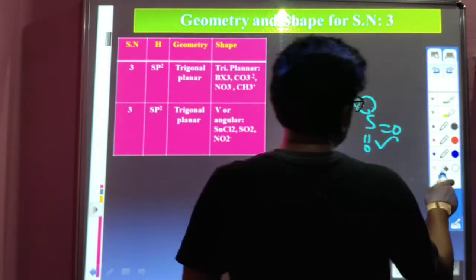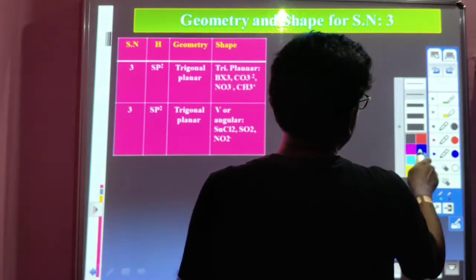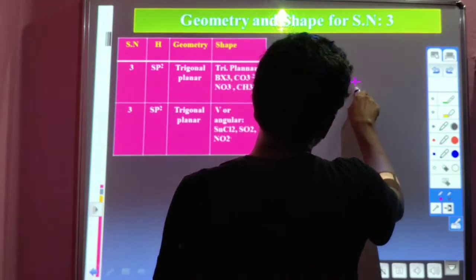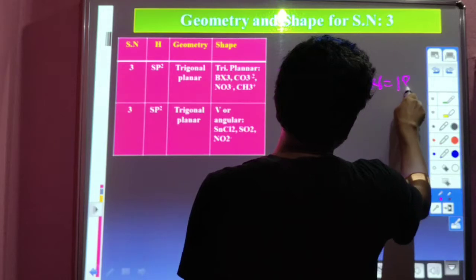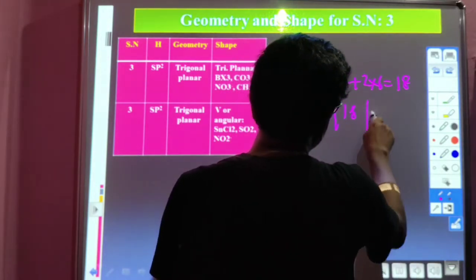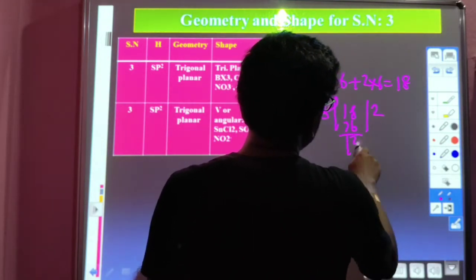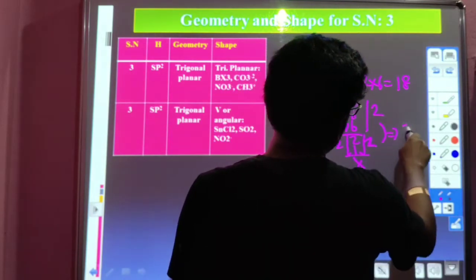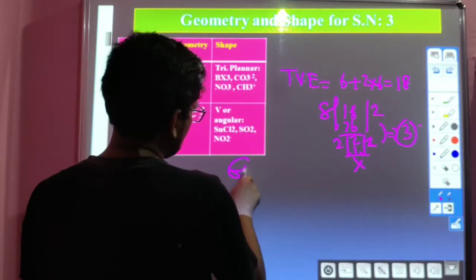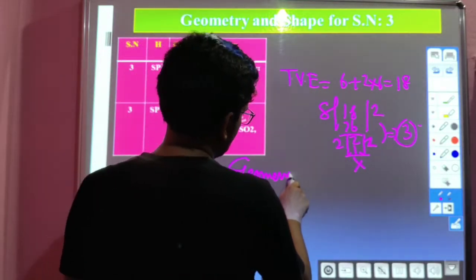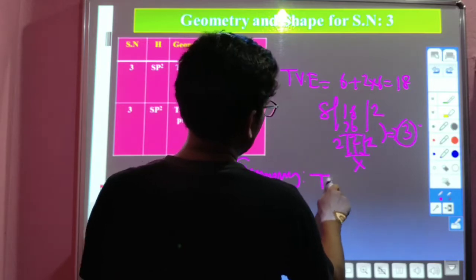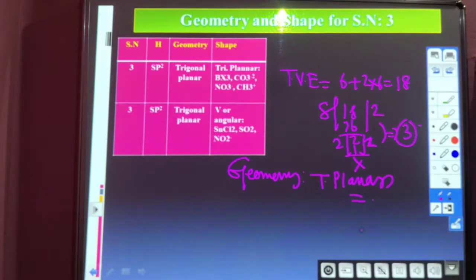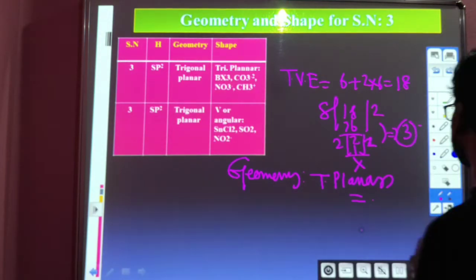Geometry here. See, in order to know the geometry, if you calculate total valence electron, 6 plus 2 multiplied by 6, that is 18. You just divide it by 8: 8 2s are 16, 2 1s are 2, so 3. So geometry in this case also is trigonal planar. But what will be the shape?